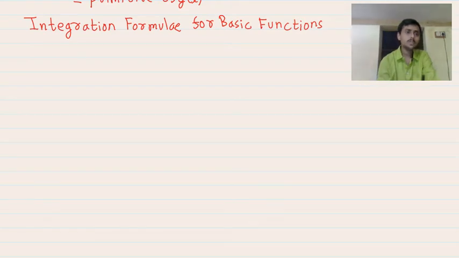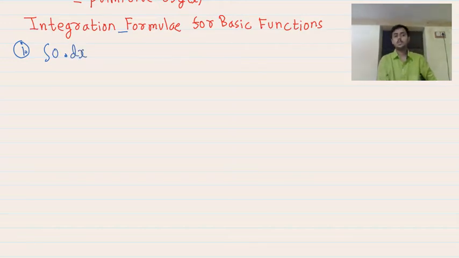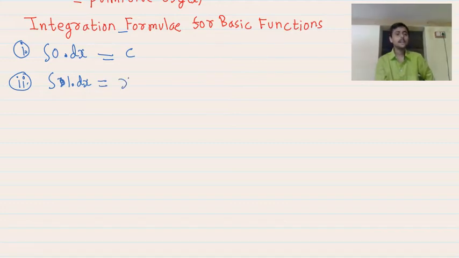So the first formula that we need to talk about is for any function which is 0. If we write integration of 0 into dx, or 0 with respect to x, it would always be a constant because the derivative of any constant is 0. Now the next formula would be integration of 1 into dx. Integration of 1 into dx would be x plus c because the derivative of x is always 1.